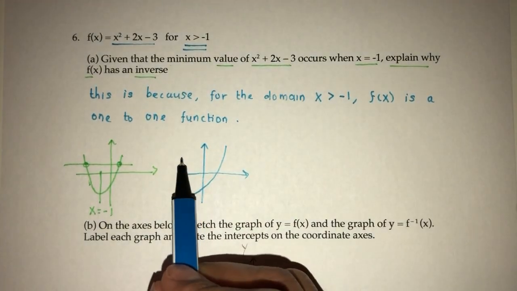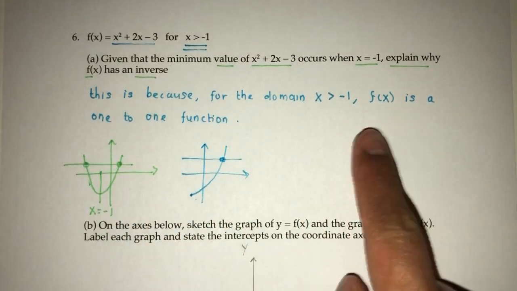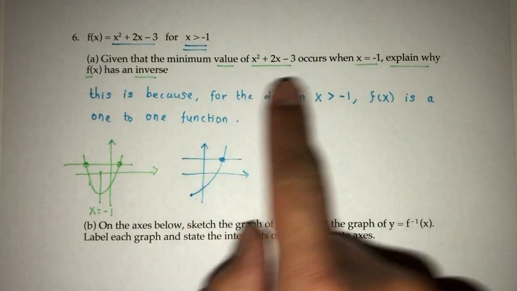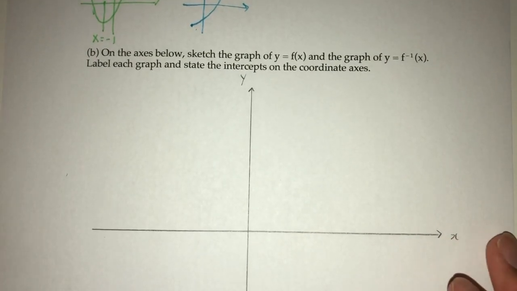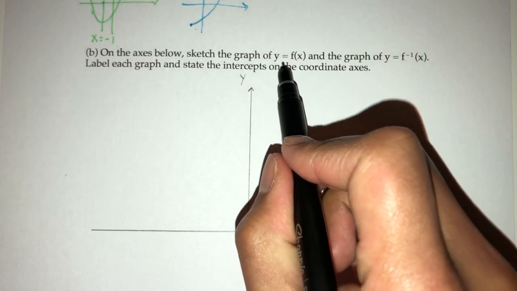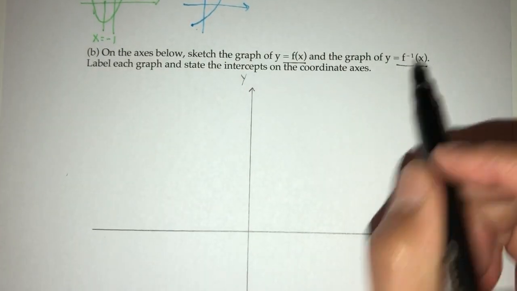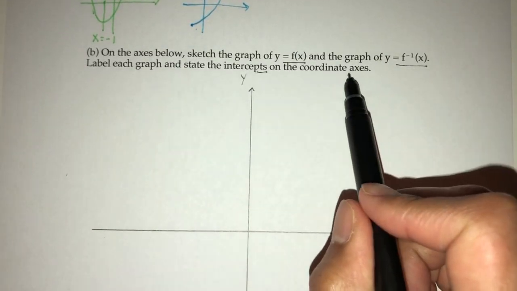So now when you draw this line, we have only one point of intersection. Because of that, it is a one-to-one function, and that's why it has an inverse. That is part A. Now part B, we have to, on the diagram, on the axis, sketch the curve first and the graph of the inverse. Label each graph and state the intercepts on the axis.